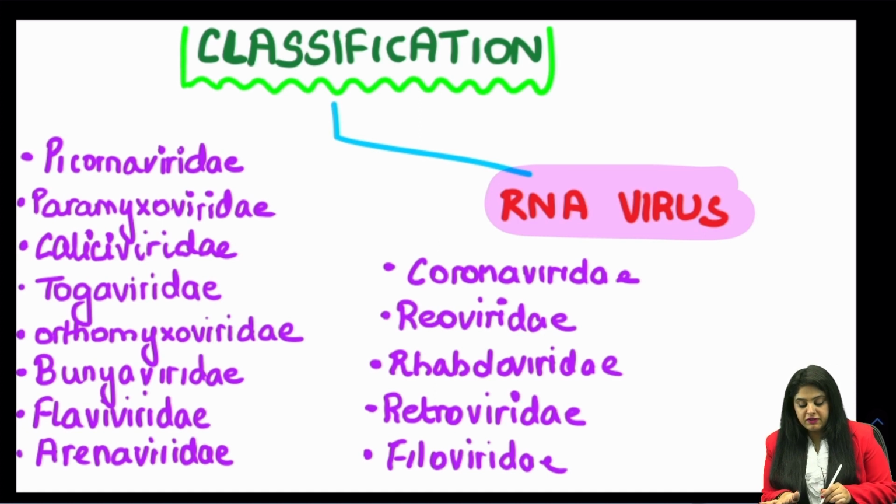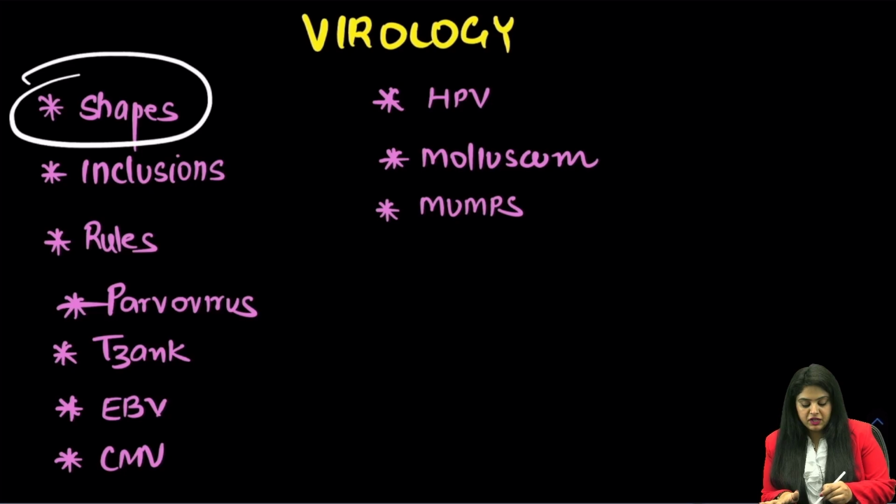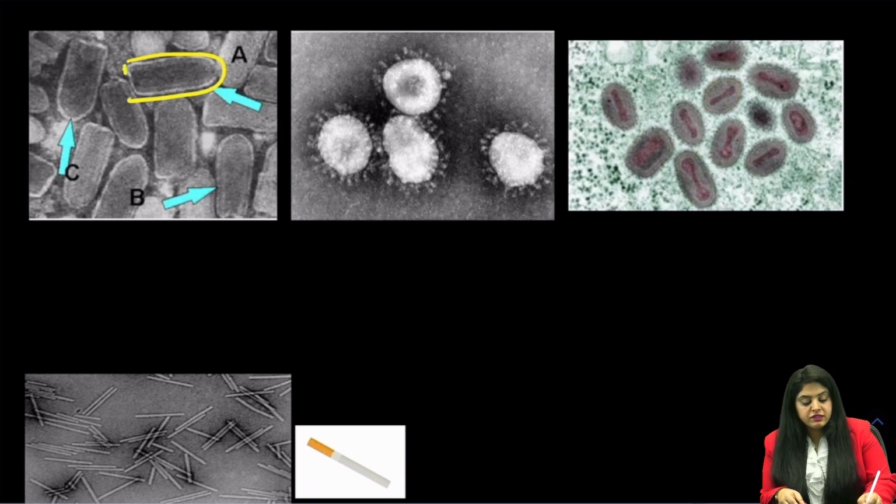So the first thing that we have to actually focus on is the shapes. Then I'll come back to the classification. Let's do a quick revision of all the shapes. Viruses are very small, in nanometers. You can't see them on a light microscope. You see them on an electron microscope. So first and foremost, which is the virus that looks like a bullet?